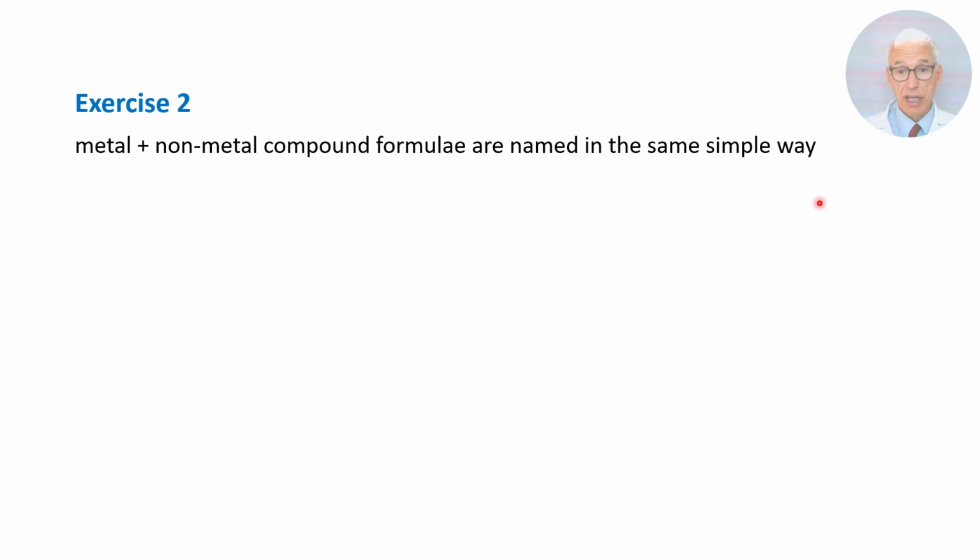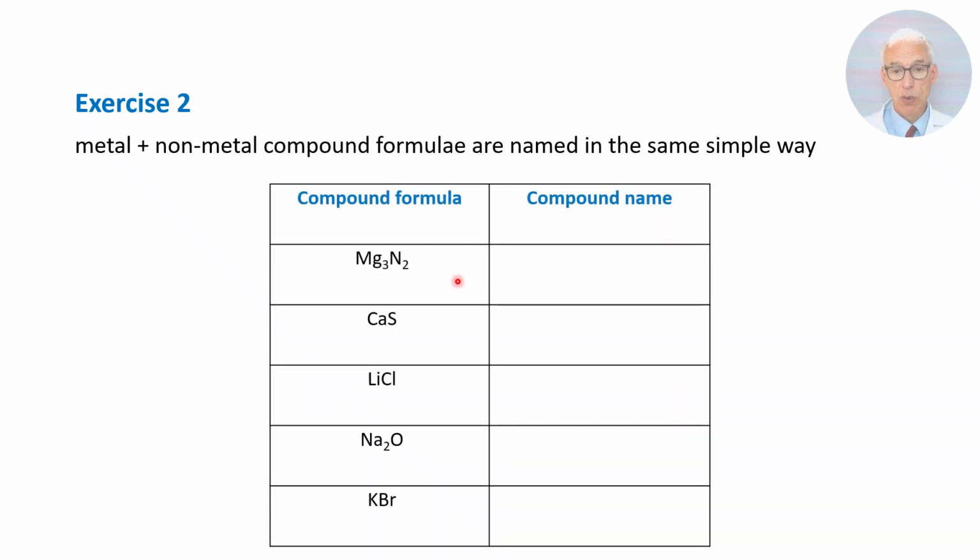So a slight variation. Rather than giving you the combining elements, I'll give you a formula. So a compound formula. Can you come up with the compound name? So identify the elements from the formula and then come up with a compound name. Stop the class. Restart when you have completed the exercise.